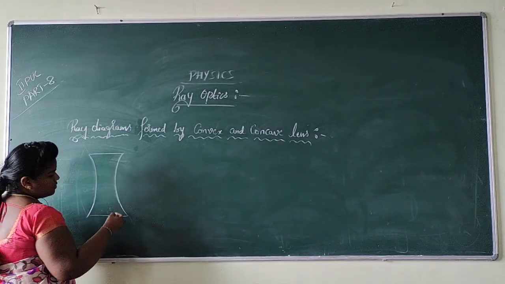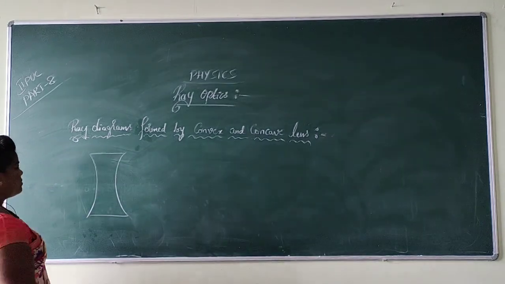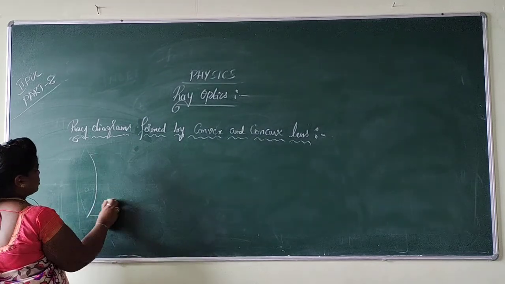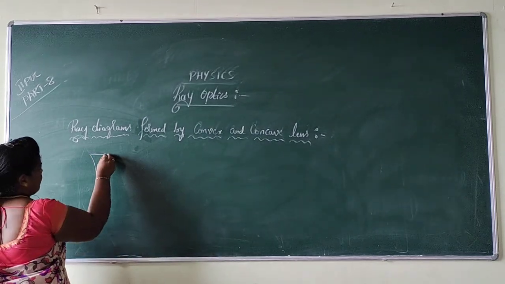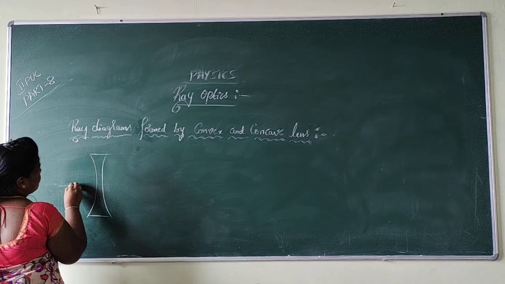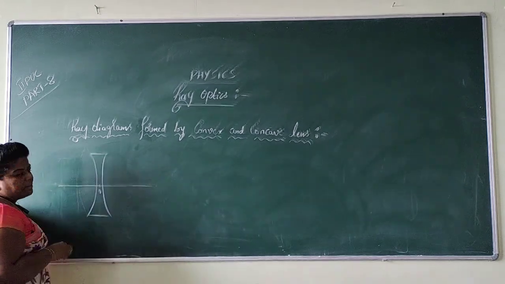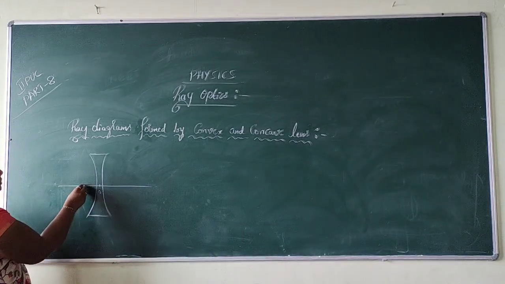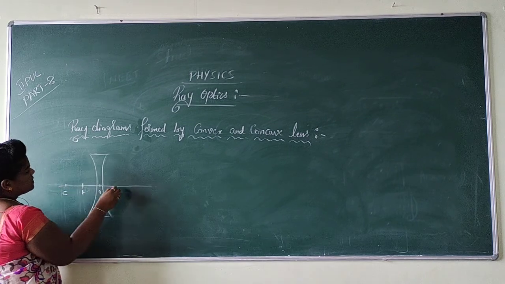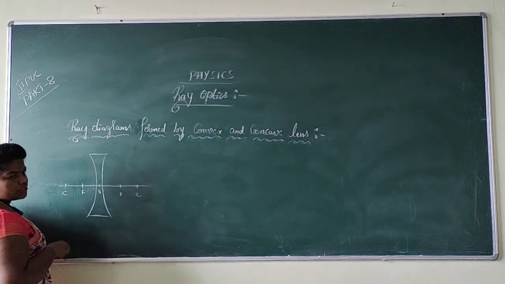We should not draw this concave lens with this much thickness. It should be a very small thickness. Yes. So it has its optic center and principal axis. See here, dear students, I am marking the principal focus and the center of curvature.